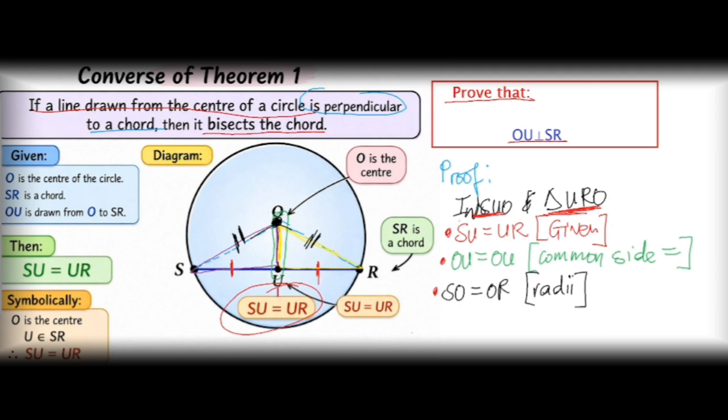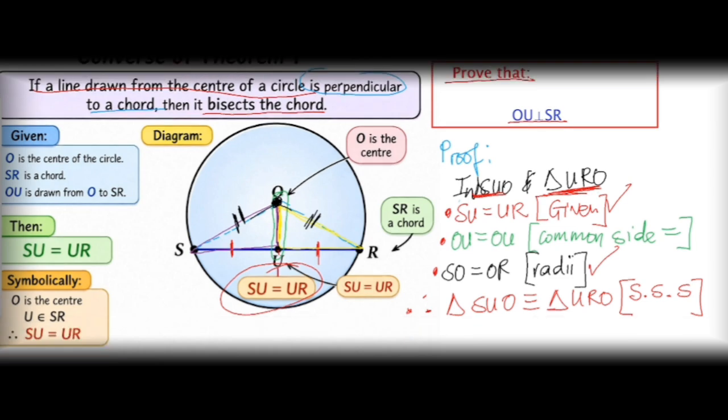So we can conclude that triangle SUO is congruent to triangle URO. Reason being that we have this side that is common, we have this side equal to this side, our reason being radii, and then we have this side equal to this side, which was given from the initial statement. So we have side, side, side: three sides that are equal to each other. Now, if these two triangles are congruent to each other, we can conclude that they are equal in all respects.